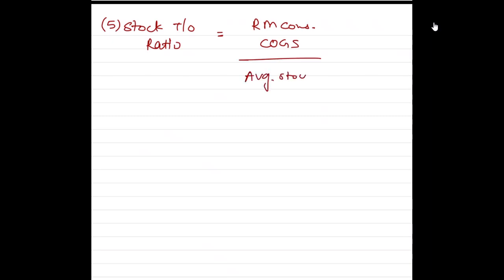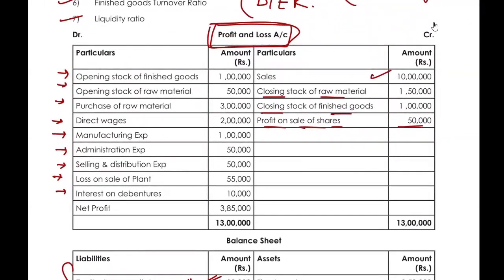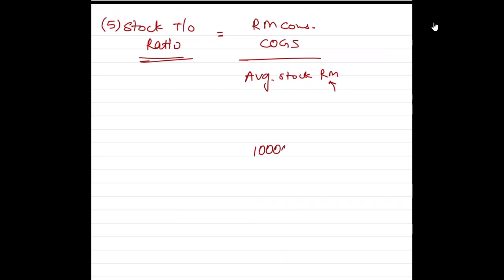Then fifth is your stock turnover ratio. So stock turnover ratio is nothing but your raw material consumed. That means your cost of goods sold divided by the average stock of raw material. So here we have finished goods also and raw materials also. So here in the stock turnover ratio, you will always take the reference of your average raw material. So let's go to P&L back. The opening stock of raw material was 50,000. The closing stock was 150. So 50 plus 150 divided by 2 will give me an average of 1 lakh.